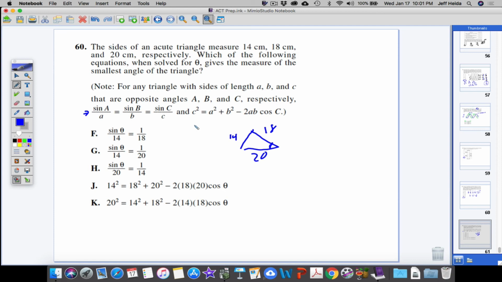The law of sines is a ratio thing. The law of cosines is if you have 3 sides and need to find an angle, or if you have 2 sides and an angle and you need to find the 3rd side, the law of cosines is what you would use. So it's 14 squared is equal to 18 squared plus 20 squared minus 2 times 18 times 20 cosine theta. The answer to this is J.